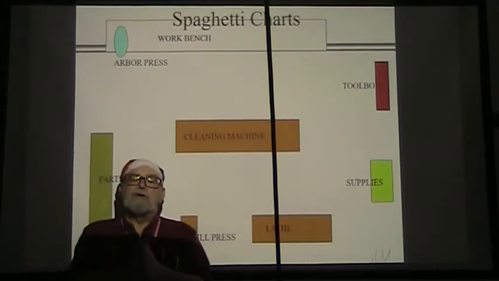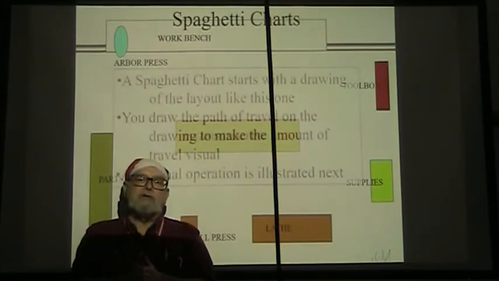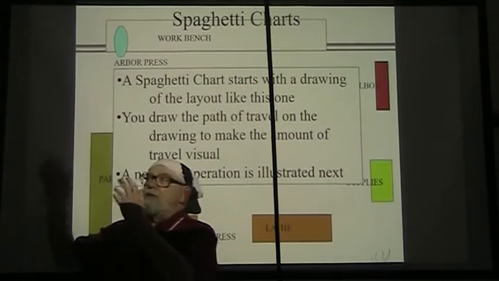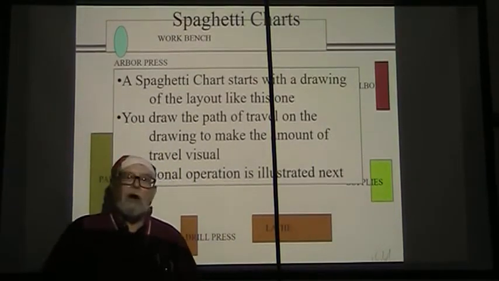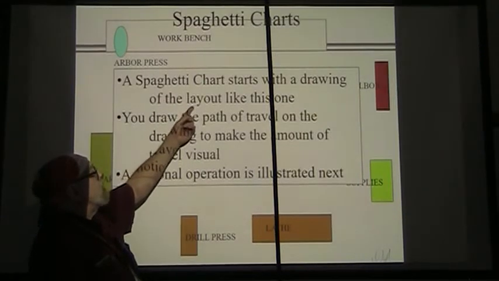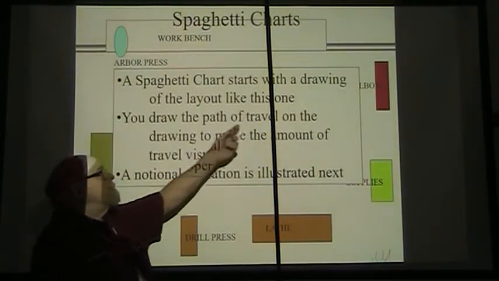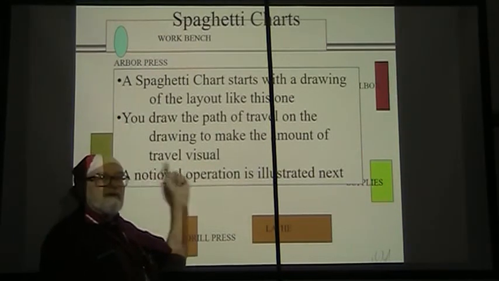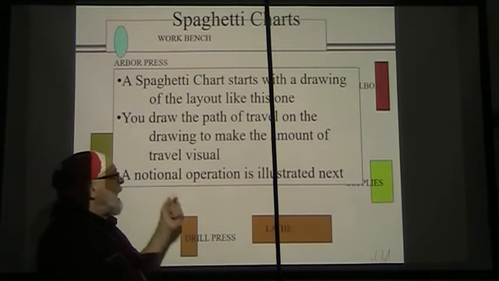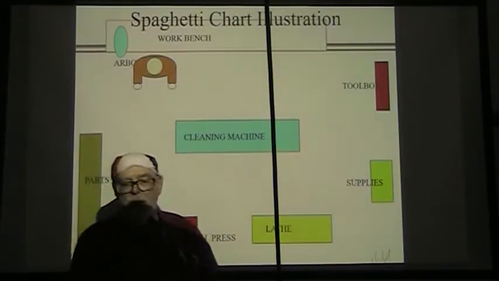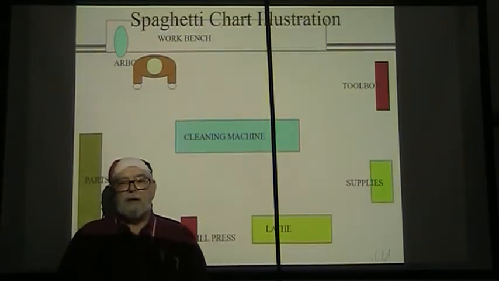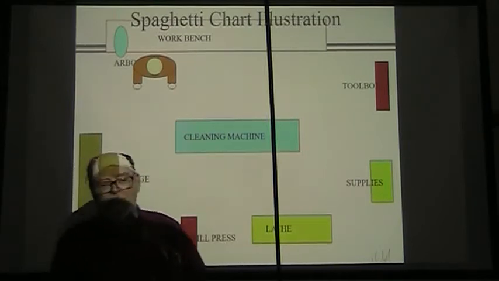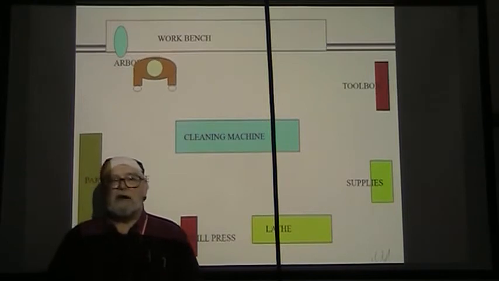Now very often what we do is we create spaghetti charts to show the amount of movement before we did lean and then after we did lean. So we start with a layout, drawing of the layout. We draw the path of travel so that we are making the travel visual, and we're just going to show a notional operation. And on this slide I can never remember if I have to hit the forward button again. Oh yes, I do apparently.